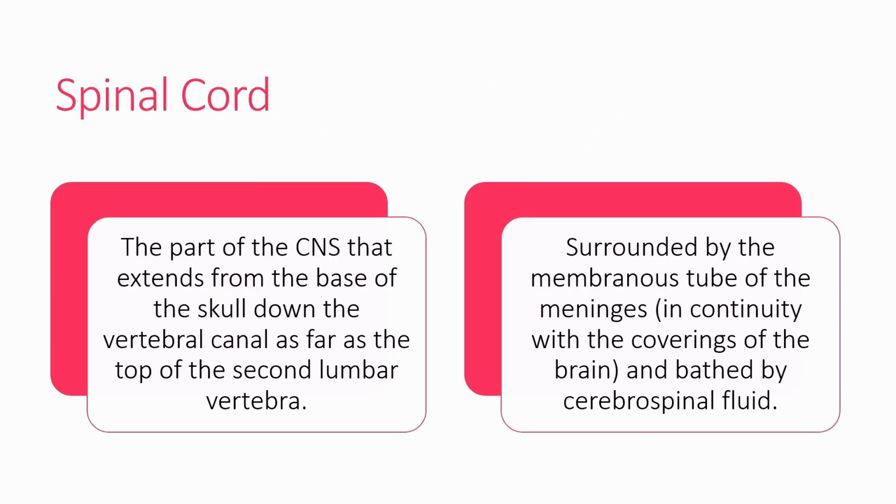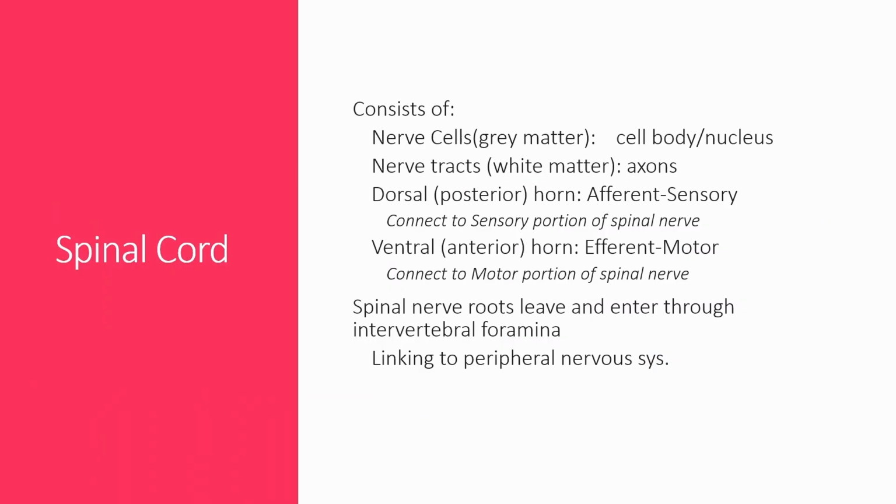Spinal cord: parts of the CNS that extends from the base of the skull down the canal, surrounded by membranous tissue called the meninges. So we've got some layers of those. And the spinal cord has cells, the nerve cells, the gray matter; the tracts, the axons, those are going to be the white matter because of the fat. Remember also, the dorsal posterior horn is always going to be afferent sensory. The ventral anterior horn of the spinal cord is always efferent motor.